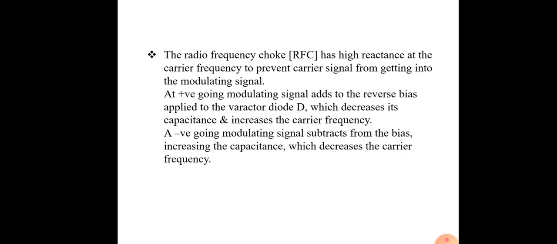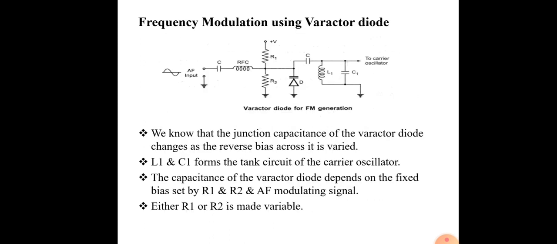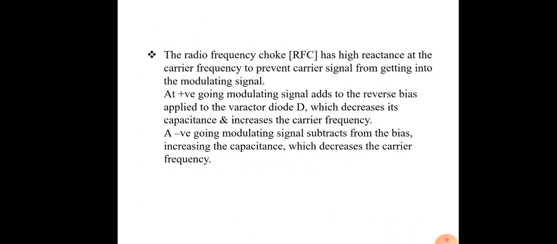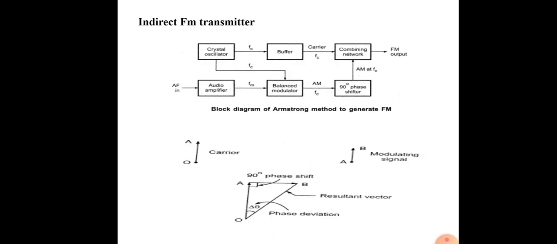Okay, so these are the things present in our varactor diode method. By using the varactor diode method, we are getting the frequency modulated wave. Next, the indirect method. In our indirect method, we have the FM transmitter.